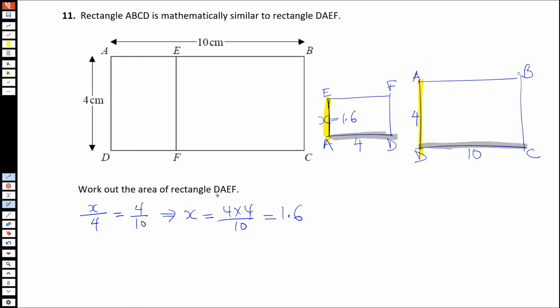So the area of DAEF, which is the smaller one, will be equal to just length times width. I mean, it's a rectangle, so instead of taking a longer route, this is probably the easier route, and that's just equal to 6.4 centimeters squared.